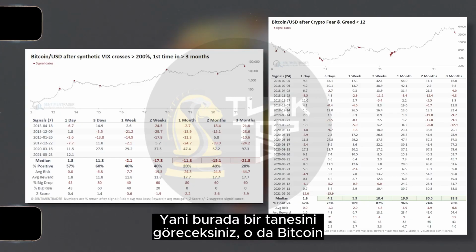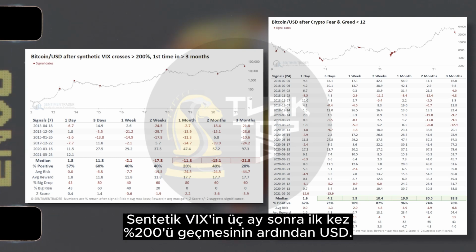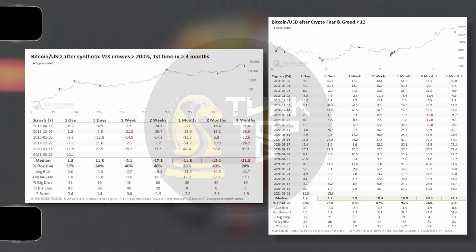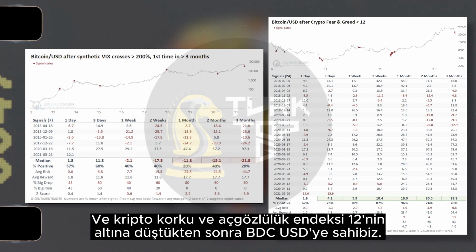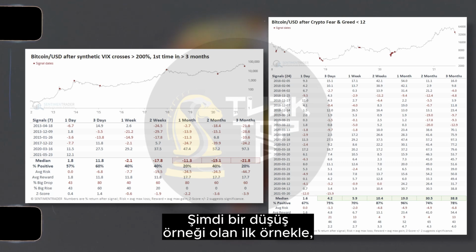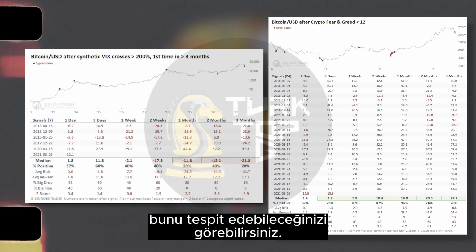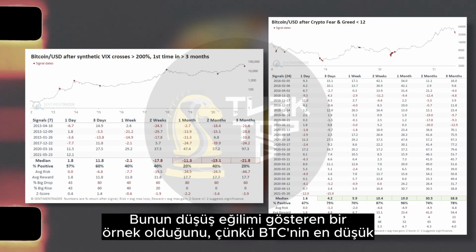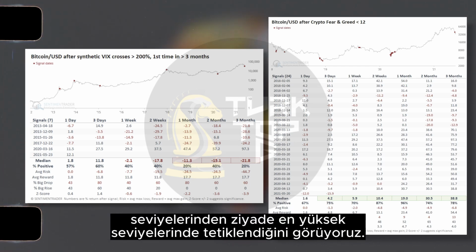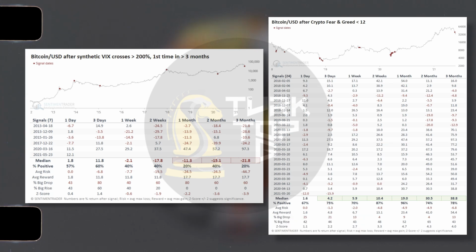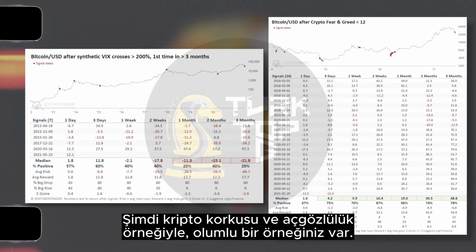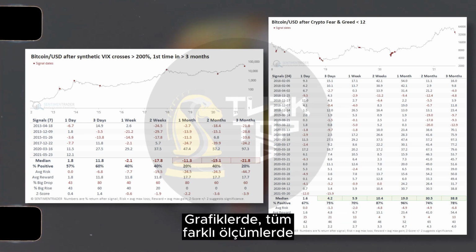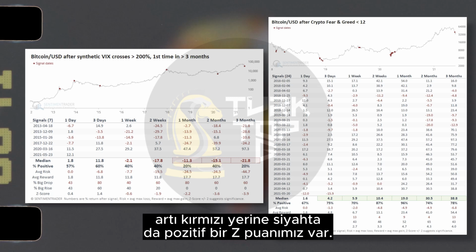So you'll see one here, which is the Bitcoin USD after synthetic VIX crosses 200% for the first time in 3 months. And we have BTC USD after the crypto fear and greed index goes below 12. Now, you can see that with the first example, which is a bearish example, you can detect this by looking at the median and seeing how it's in the red, or the Z score down the bottom and seeing how it's in the red, that this is a bearish example because it is triggering most often at BTC highs rather than the lows. Now with the crypto fear and greed example, you have a positive example. You can see that the median is positive across the chart, across all the different measurements, plus we also have a positive Z score in the black instead of red.